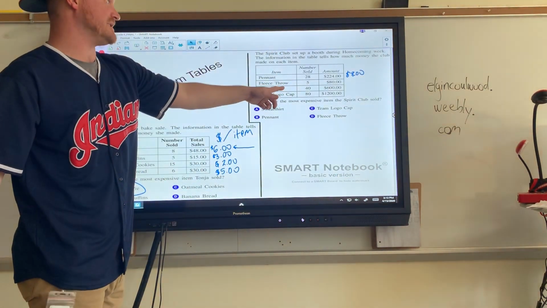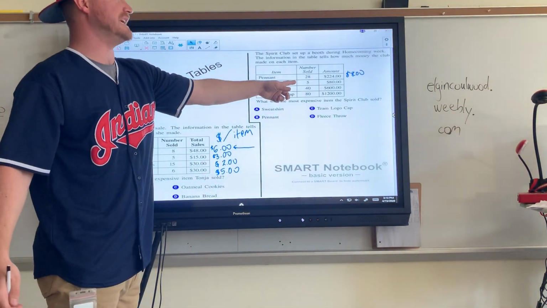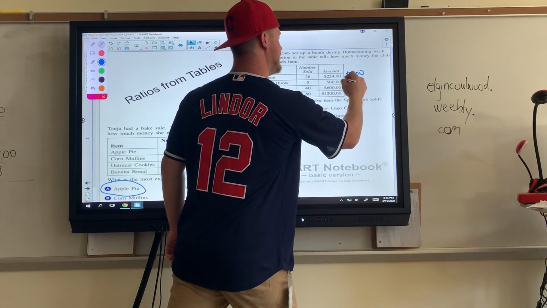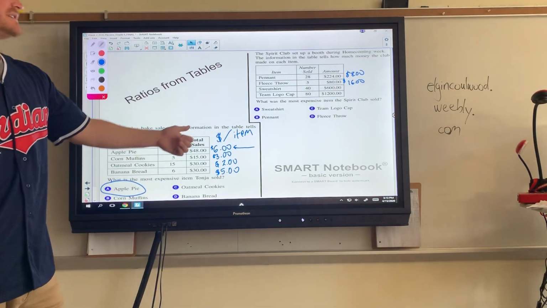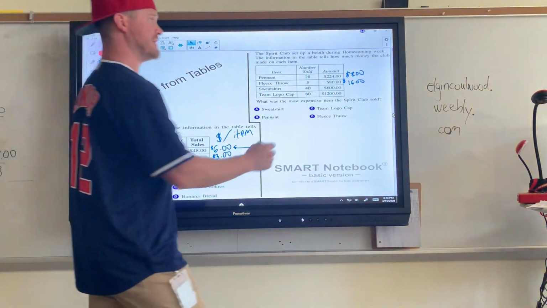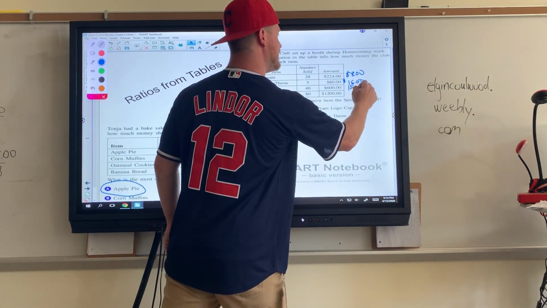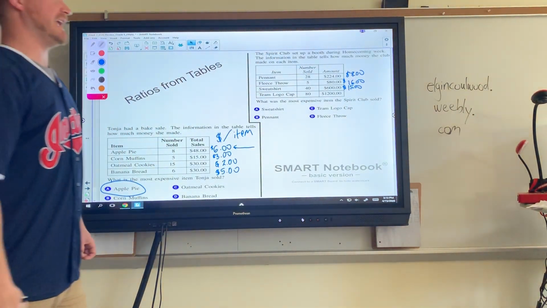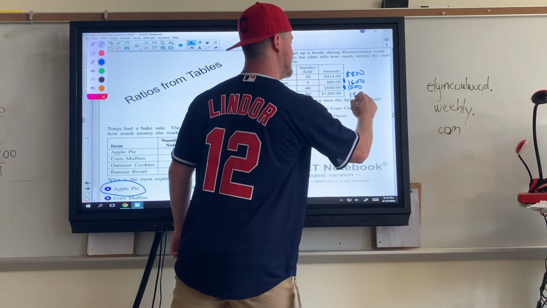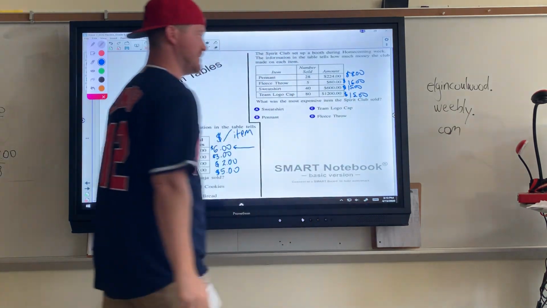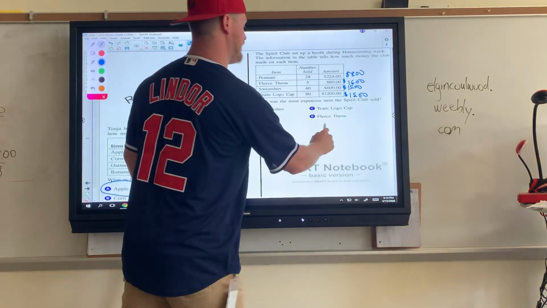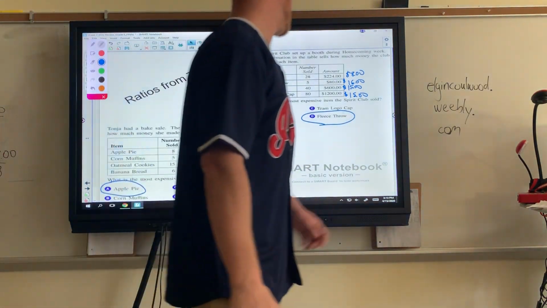Next one's $80 divided by 5 fleece throws. So each fleece throw is $16. Sweatshirts, $600 divided by 40 gives us 15. And for the team logo cap, $1,200 divided by 80 also gives us 15. So the most expensive item here is going to be our fleece throw at $16 a pop.